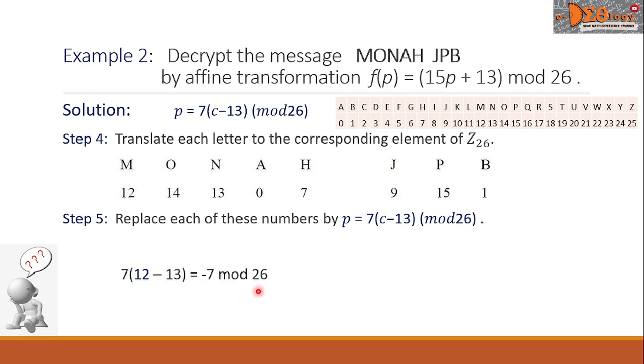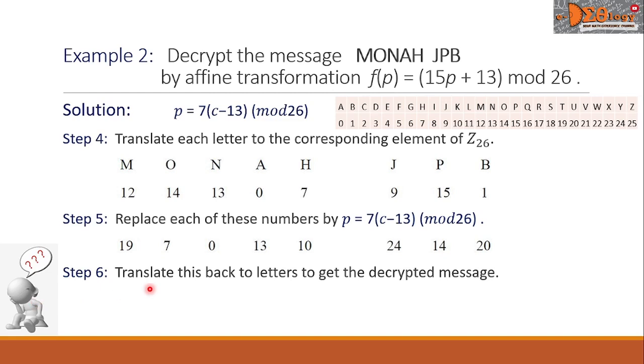Then we take the mod 26. Let us convert this negative 7 into its equivalent positive integer. So 26 plus negative 7, we will get 19. Then we write again mod 26, and the answer here is 19. Meaning, for number 12, the equivalent number is 19. So we write it here. We're going to use this pattern for the other numbers. So 14 becomes 7, 13 becomes 0, 0 becomes 13, 7 becomes 10, 9 becomes 24, 15 becomes 14, 1 becomes 20.